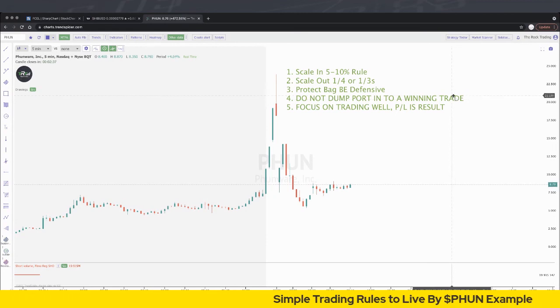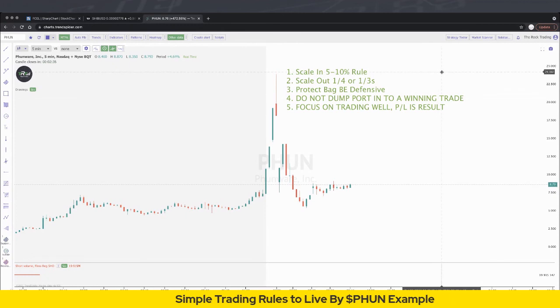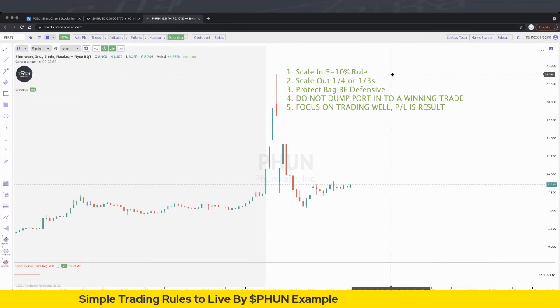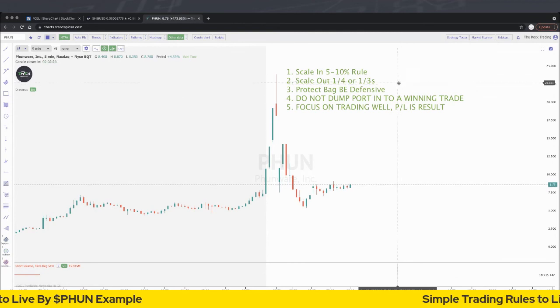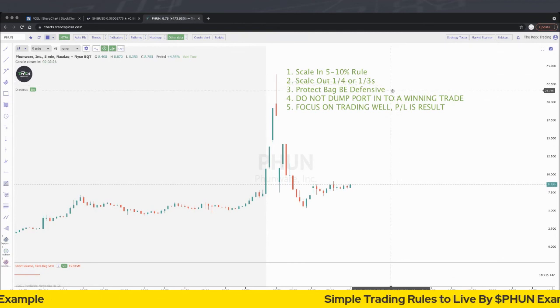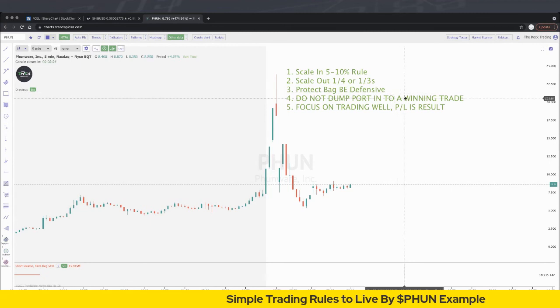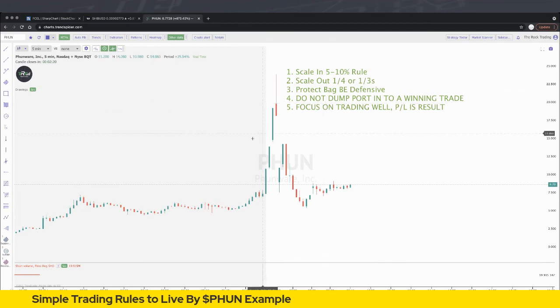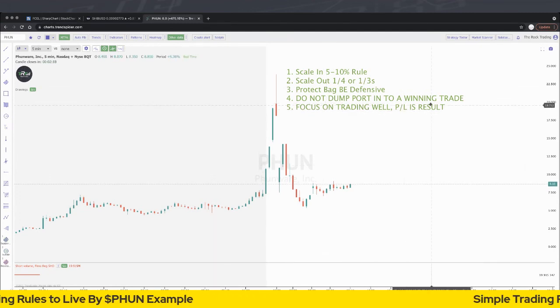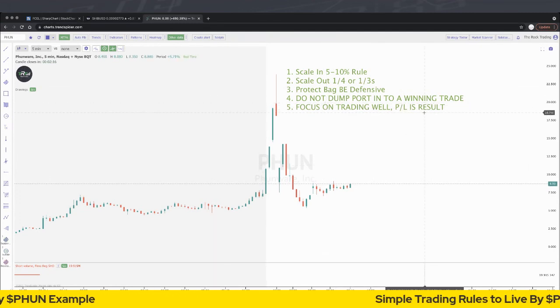So number 1, once again, by rules, scale in with the 5-10% rule, scale out in 1/4 and 1/3 or even halves if you like. Protect your bag and be on the defensive side. Do not dump your port into a winning trade. Focus, my friends, on trading well, and the P&L, or the profits, will come.